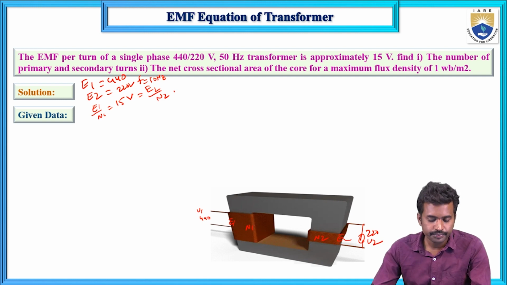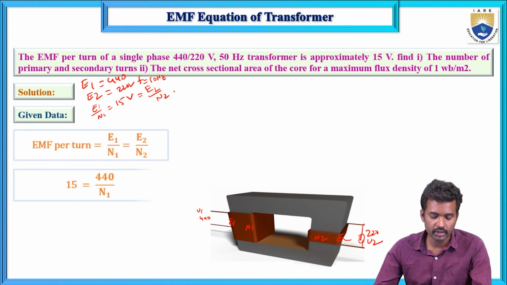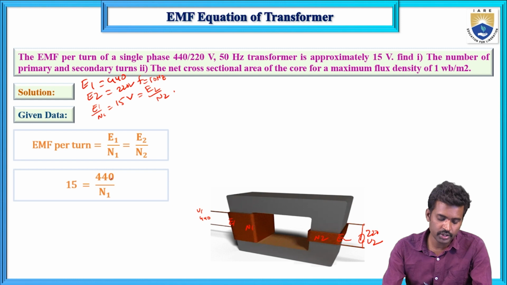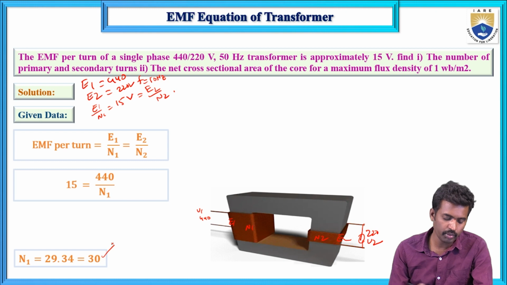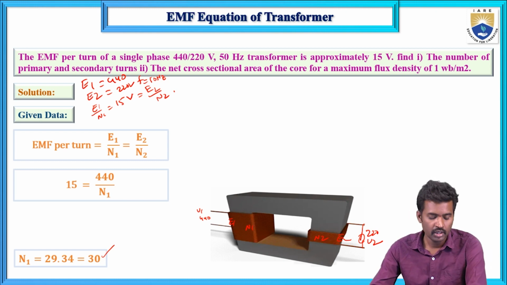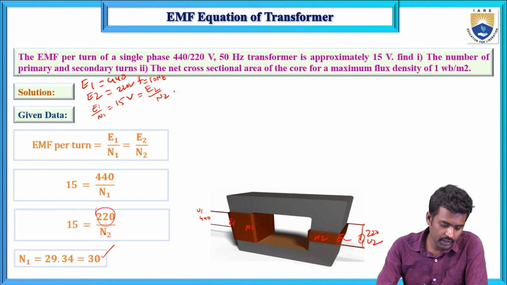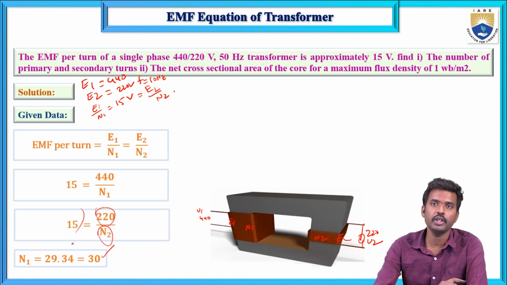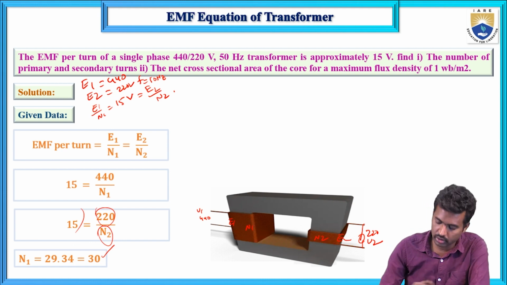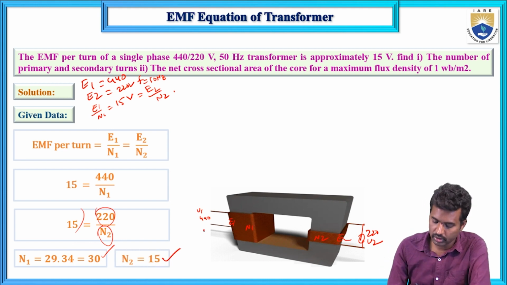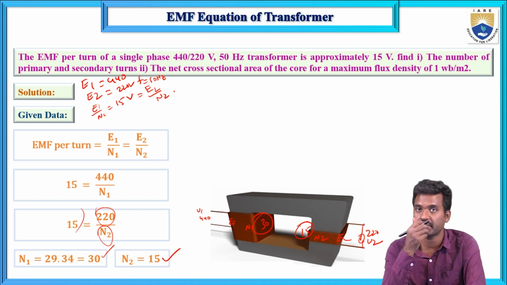Now here flux density is 1. EMF per turn equals 15, and from this E1 equals 29.34, that is approximately 30 turns. And next, from E2 is 220 and EMF per turn is 15 volts, N2 is 15 turns. So here 15 number of turns and here 30 number of turns. This is also a step down transformer.